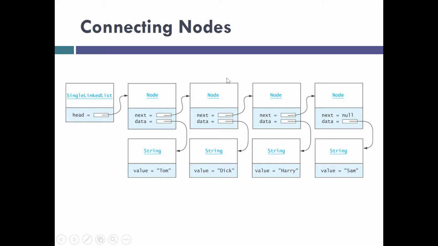So the size of the list is 4 because there's 4 items, there's 4 nodes here, each of which has 1 item. That makes sense to everybody? I want to make sure that I didn't lose anybody.